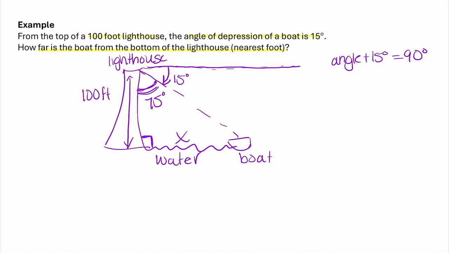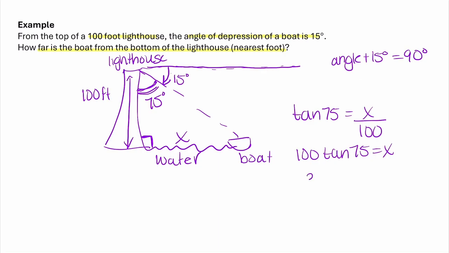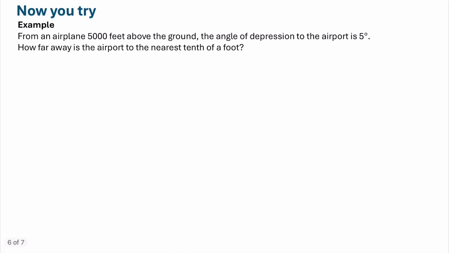Now if we think about the trig ratio we can use, we have this angle, we have the opposite, and we have the adjacent. So tangent of 75 equals opposite, which is x, over adjacent, which is 100. So now we have 100 tangent 75 equals x. If we do this on the calculator, we have 373.2 feet, and that's equal to x.